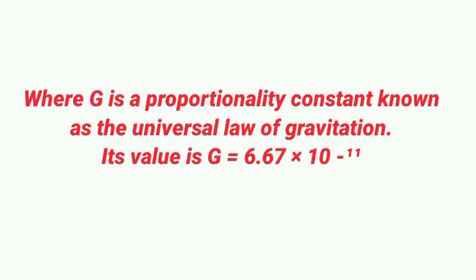G is a proportionality constant known as the universal gravitational constant. G is known as the universal constant because its value remains constant throughout and is unaffected by the masses of the objects. So the value of G equals 6.67 into 10 to the power of minus 11.